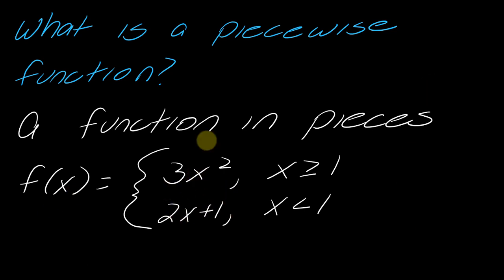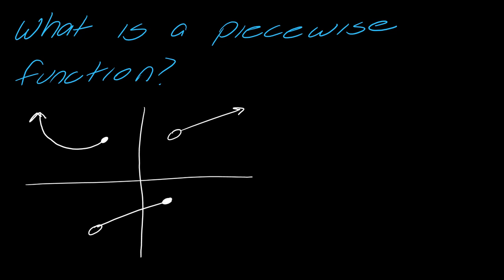It's literally like two different functions, and the way that the pieces are described is by this notation over here. I'm going to explain all this to you, and then I want to show you what they can look like. They kind of have these wacky looking graphs. In this case, this is a piecewise function that has three pieces. You could have as many pieces as you want. So we're going to learn all about this in this video.